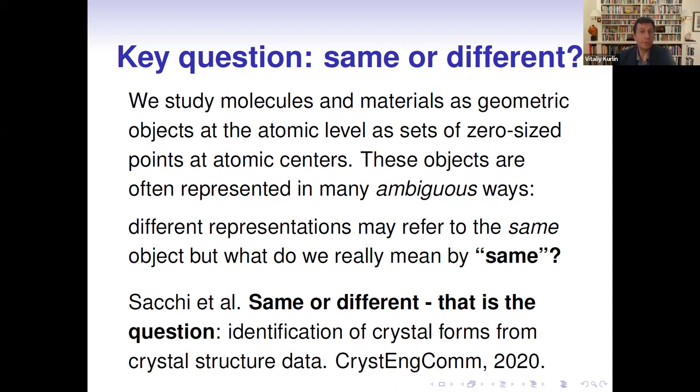Then the question whether we have the same object or different becomes mathematically challenging, because even a molecule, some simple object or a point cloud, can be represented in many different ways. So when we talk about objects, it's important to clarify what we mean by same objects, or equivalently what we mean by different objects. And here I usually refer to this paper, with the question "same or different" in the title. This question was asked for more complicated objects, so-called periodic crystals, or solid crystalline materials. But exactly the same question makes sense for simpler finite objects.